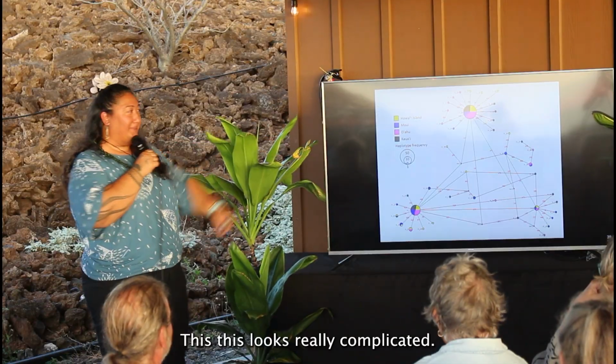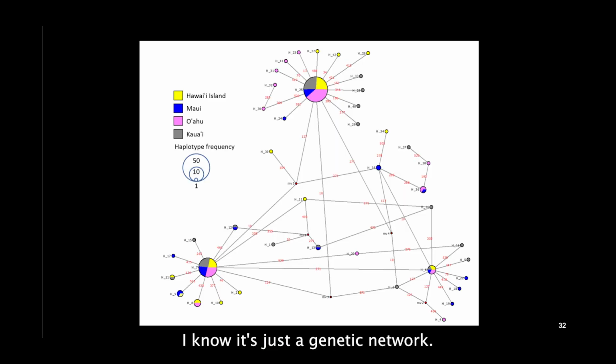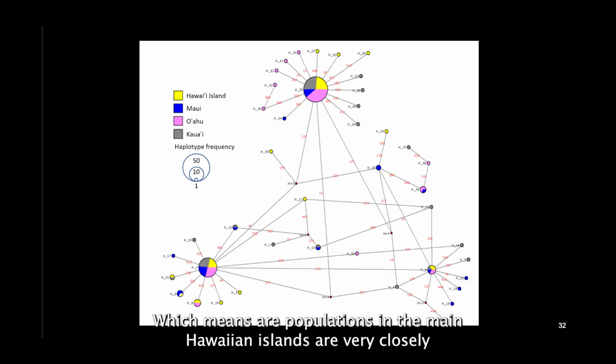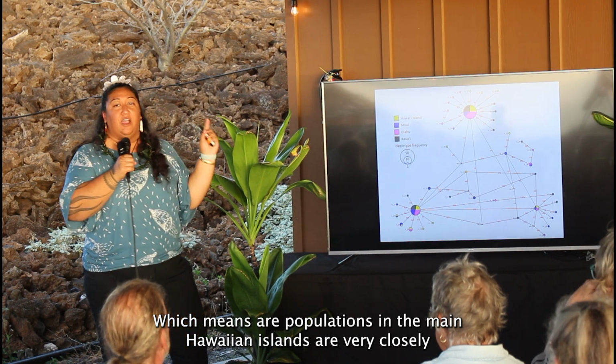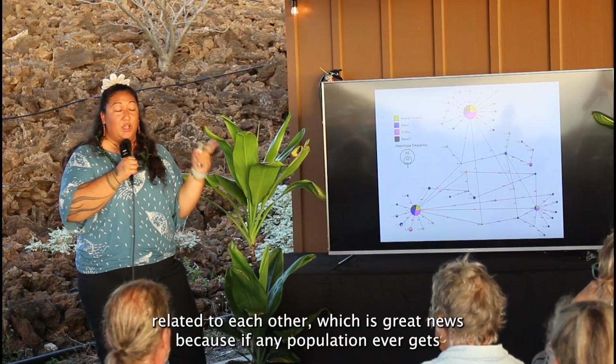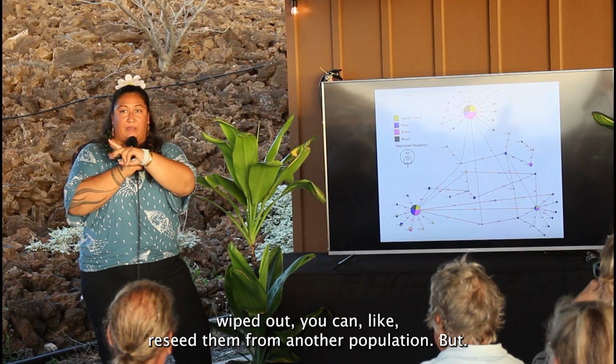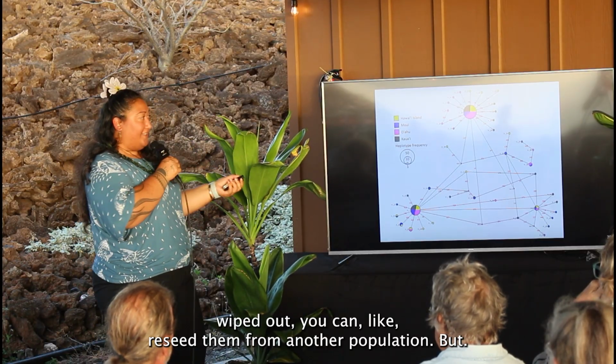And this looks really complicated. I know, it's just a genetic network, or haplotype frequency. To make it simple, all the colors are the genes of the populations I found on each island. If you see all the colors in a circle, that means they're super related to each other. So they're all in these circles, which means our populations in the main Hawaiian Islands are very closely related, which is great news, because if any population ever gets wiped out, you can reseed it from another population.